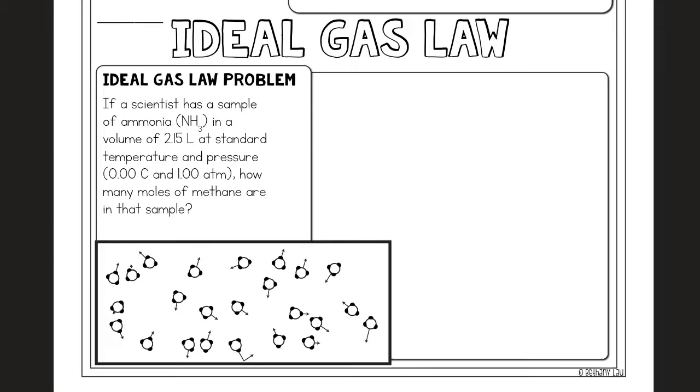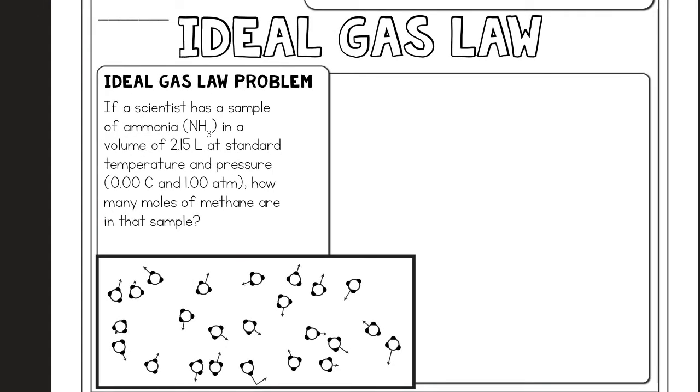So let's work out one of these problems. If a scientist has a sample of ammonia with a volume of 2.15 liters at standard temperature and pressure, and it tells you what standard temperature and pressure is, how many moles of methane are in that sample? So you can see that there's no change here. This is one set of conditions. So we're going to have volume. Our volume is 2.15 liters.